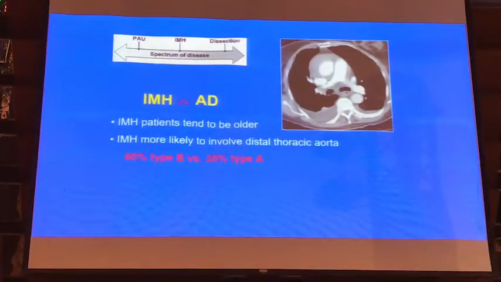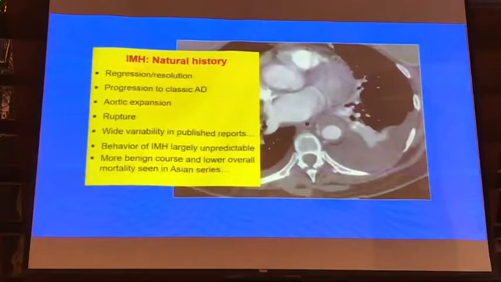When you compare broadly IMH versus aortic dissection, IMH patients tend to be older. And interestingly, IMH emerges as sort of the flip side of aortic dissection, where 60% are type B and 35% are type A, the exact opposite of what we see, at least in North America and in Western Europe, for aortic dissection. Interesting. Not sure why.